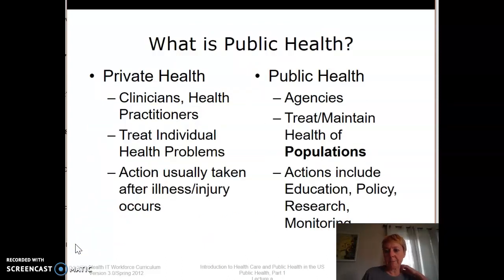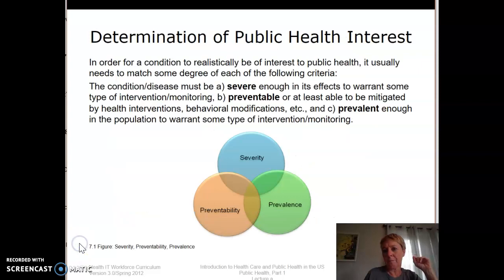But public health refers to the agencies that look at treating and maintaining the health of populations, whereas everything else we talked about before is related to the individual. So this includes federal policy and state policy on education, research, monitoring, etc. So this is the population as a whole.